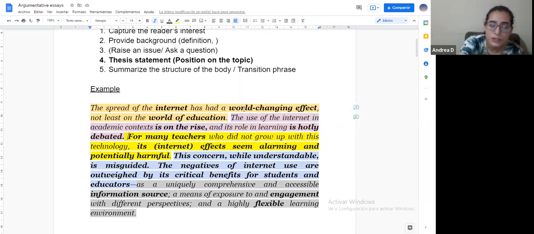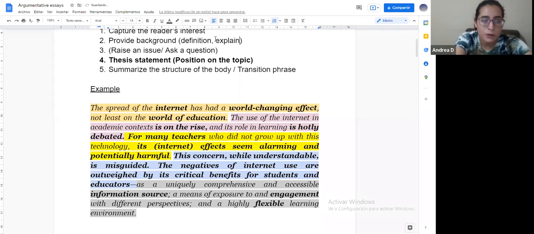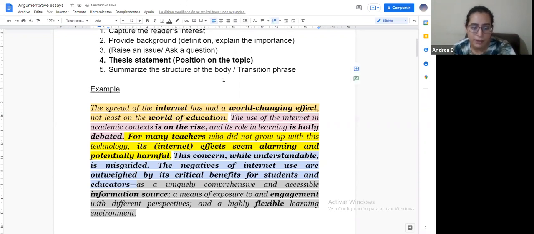In this case, the author is explaining why this topic is important. He's saying this topic is important because it's something that's happening right now. It's on the rise. It's increasing with time. And its role in learning is something debated. So that's why we're going to debate this, because it's an issue that's been going on for some time. So when I say provide background, you can give a definition, explain importance, or how it is right now. So why it's important to write an essay on this.